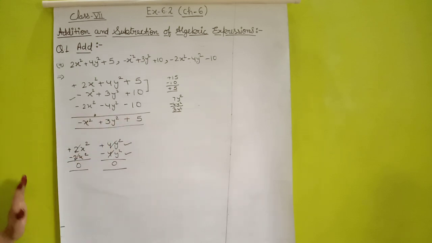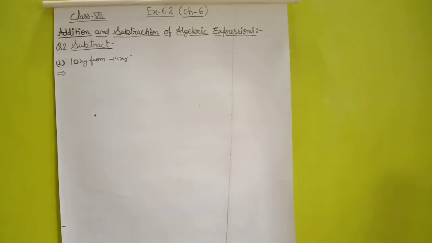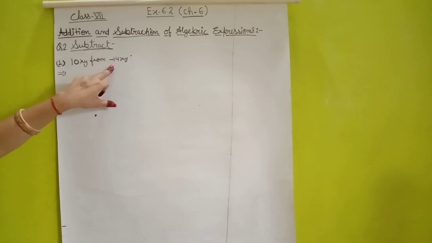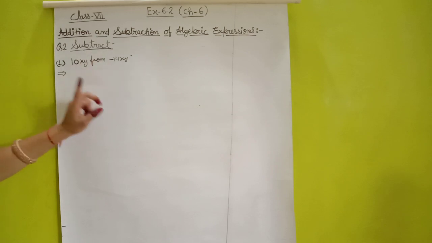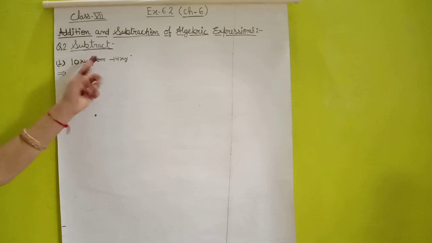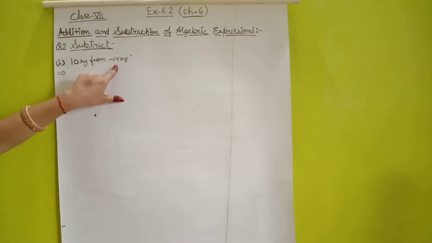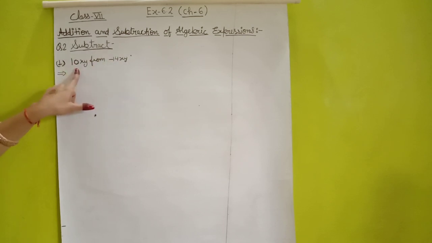Okay students. Now after completing this question number 1, addition, now we are going to start subtraction. And subtraction is quite different from addition. Students, now question number 2, subtract part 1, 10xy from minus 14xy. 10xy we are to subtract from minus 14xy. Okay students, and remember one thing, after from what is coming? Minus 14xy. So from this term, minus 14xy, we are to subtract 10xy.